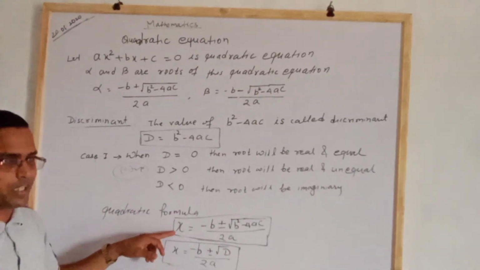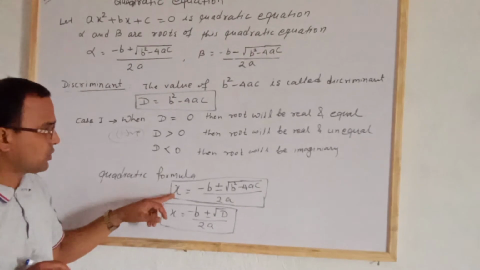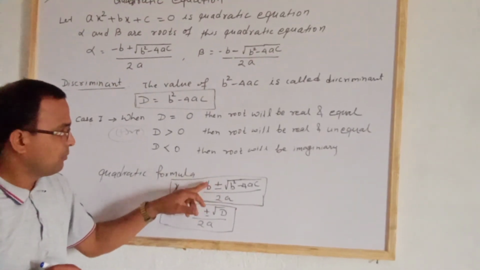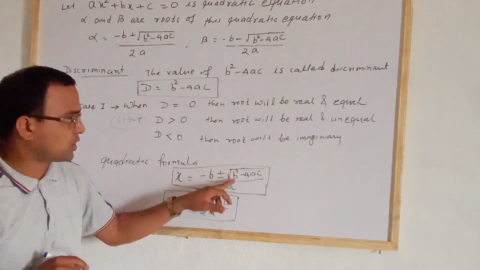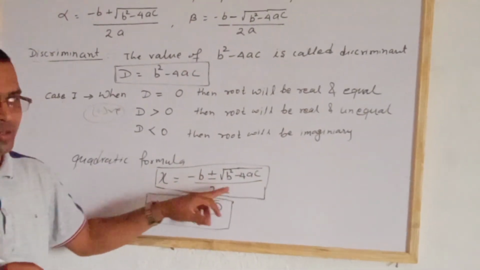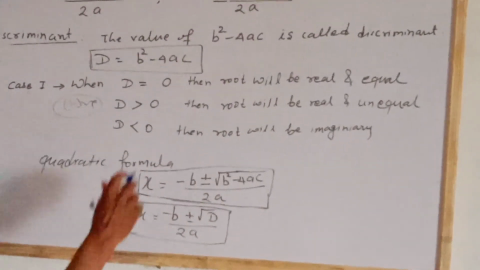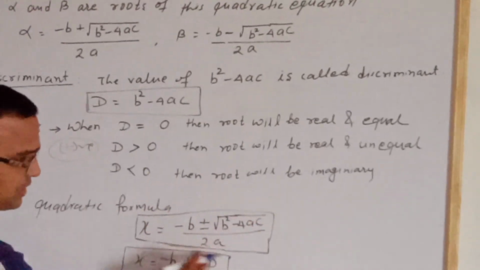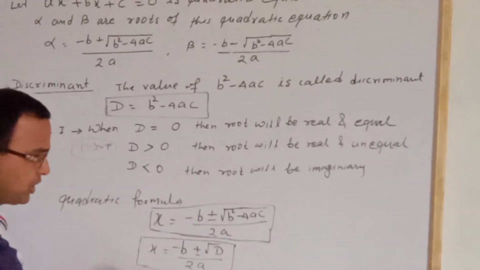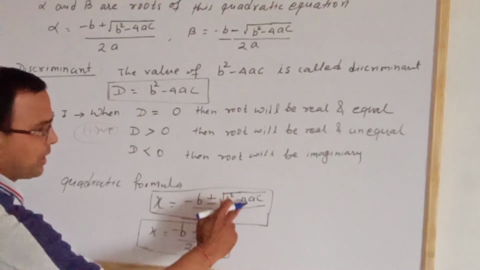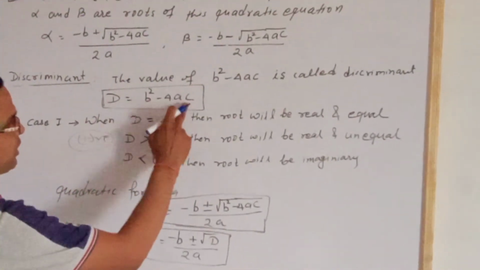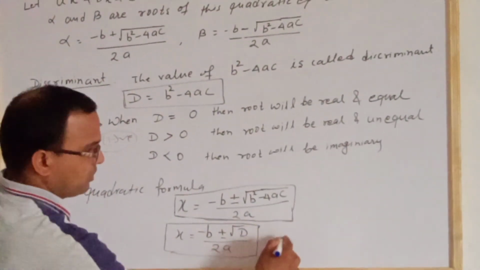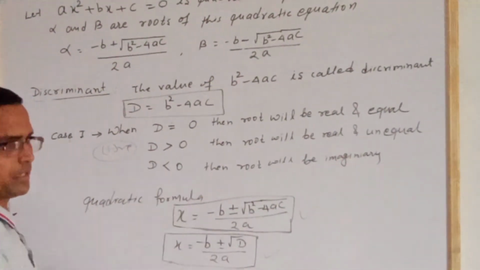If we have to find the value of x, we can write x = (-b ± √(b² - 4ac)) / 2a. Here is plus and here is minus. When we combine these equations, we get this. And in short, if b² - 4ac equals D, we can write it with D also. This is also a formula. This is called the quadratic formula.